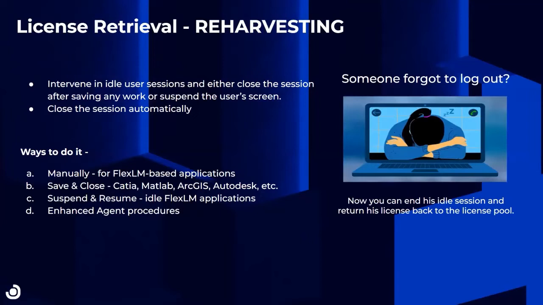And there are certain ways to do it. In OpenLM, you can do it manually for FlexLM based applications, or you can use the save and close feature, which is available for specific applications like CATIA, MATLAB, ArcGIS, Autodesk, and a few others. You can use the suspend resume functionality, which is available for idle FlexLM applications. Or there is something called the enhanced agent procedure, where you can use scripts to retrieve the license and display a message on the end user workstation's screen.